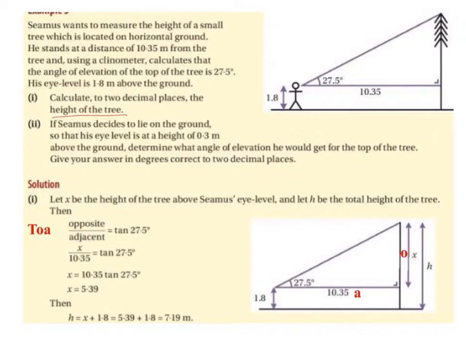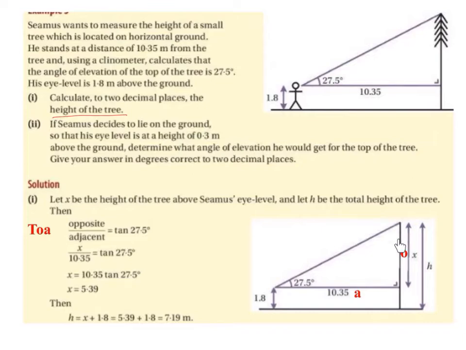So the opposite we swap for x, and the adjacent we swap for 10.35. And this again is all equal to tan of 27.5 degrees. So then we want to just solve for x, so we're going to multiply across by 10.35. So get 10.35 times tan 27.5. Make sure the 10.35 comes first, and that gives us 5.39. So x is equal to 5.39.